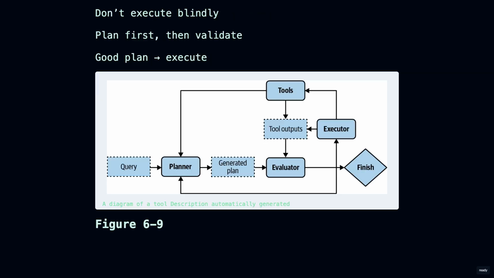This figure summarizes the same idea visually. The main takeaway is that planning and execution are intentionally separated, so the system can reject weak plans before they cost time or money.